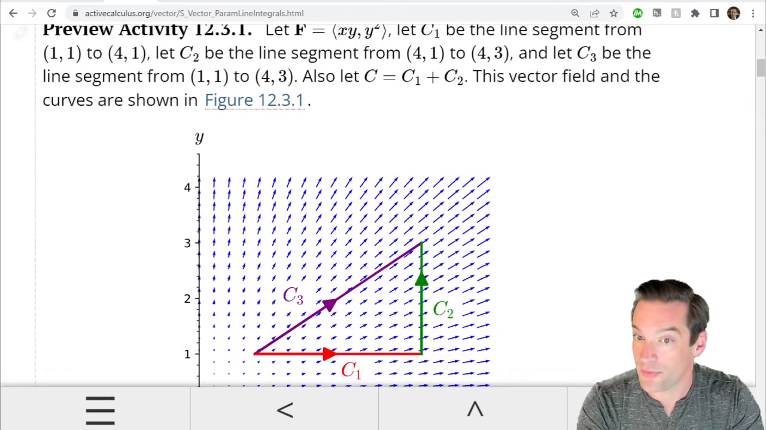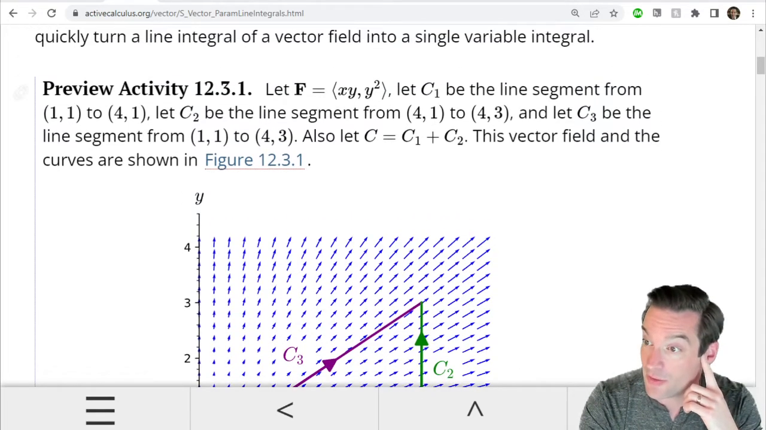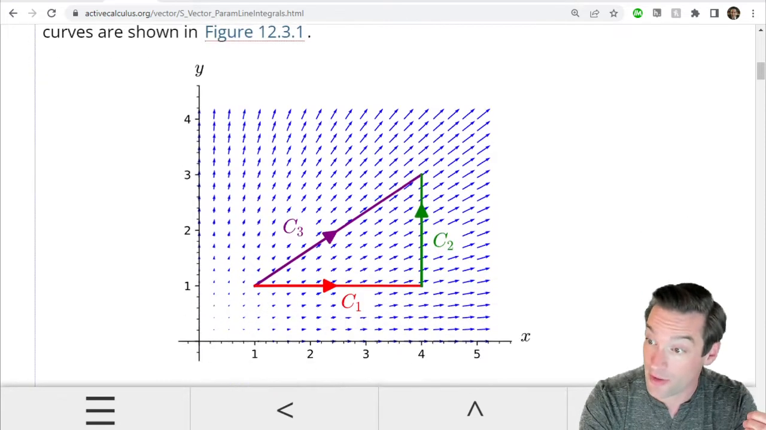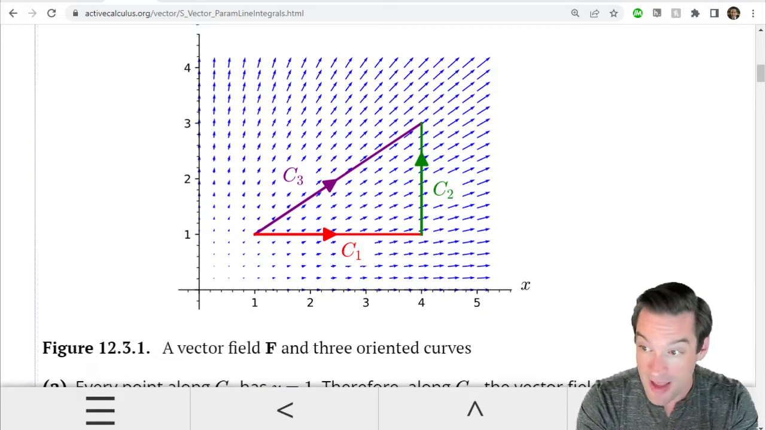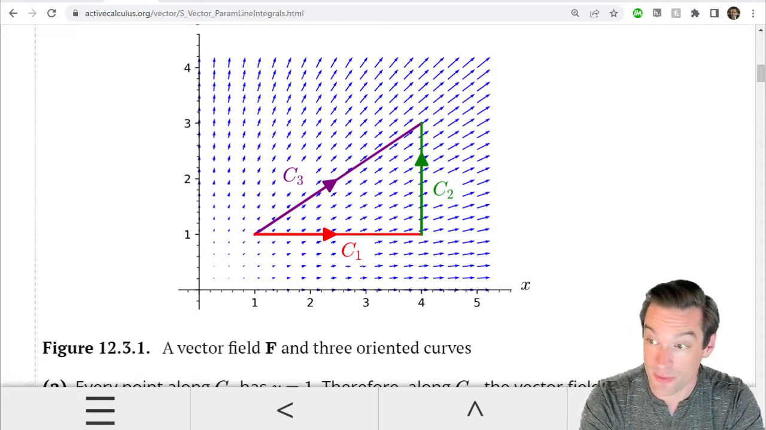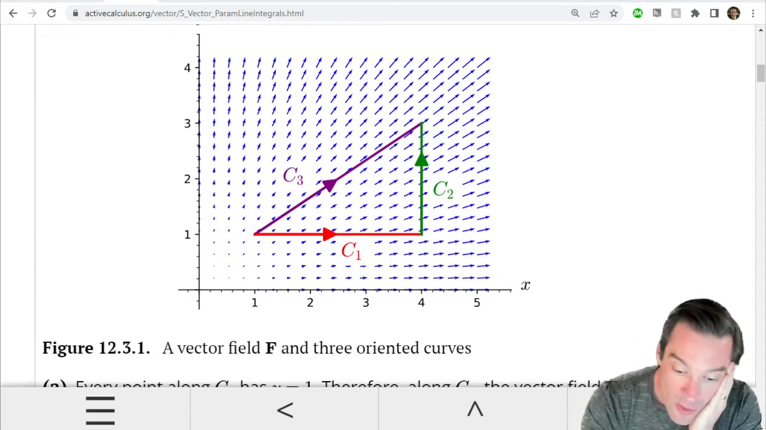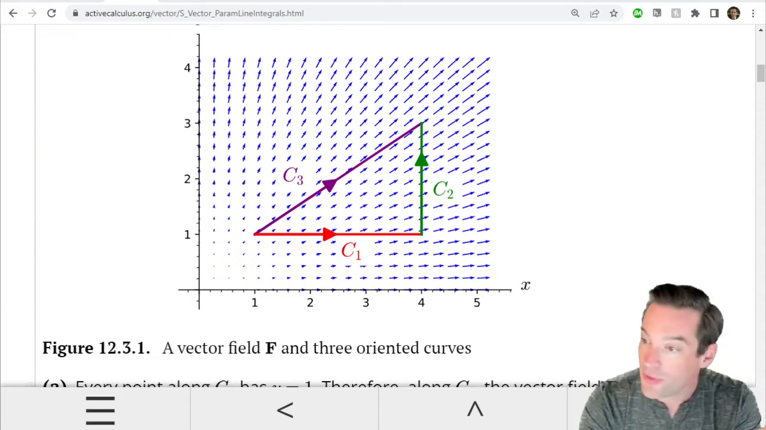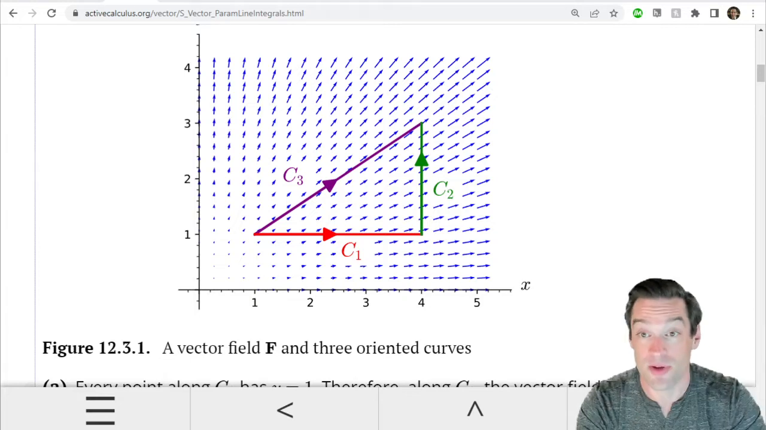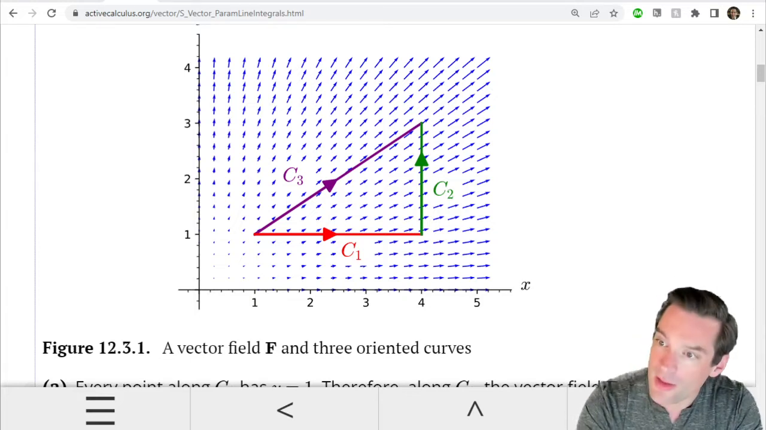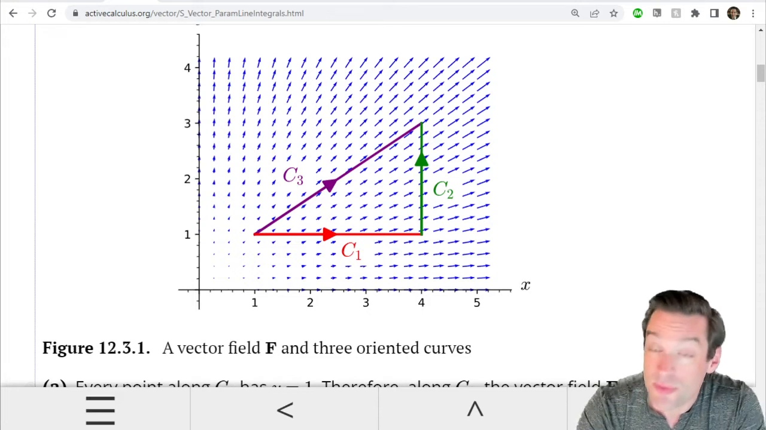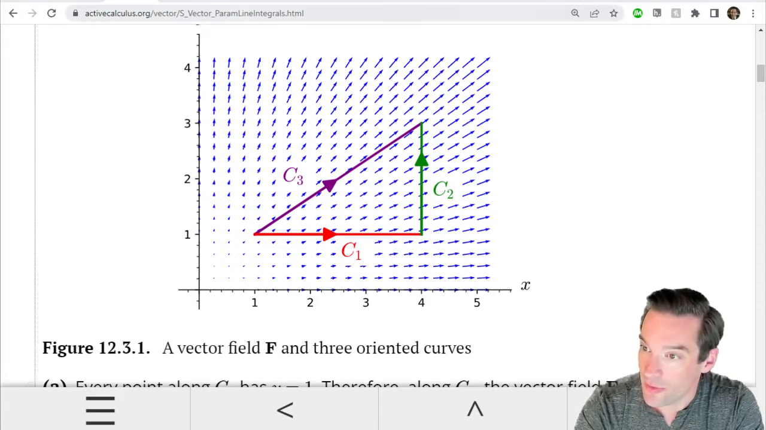In this first activity, we have a vector field which has components xy comma y squared. That's what's being visualized here. Then we have these 3 linear path segments, C1, C2, and C3, oriented in the way that's shown in the picture. The goal is to figure out how to compute the path integral along each of these sides, the C1 side, the C2 side, and the C3 side.